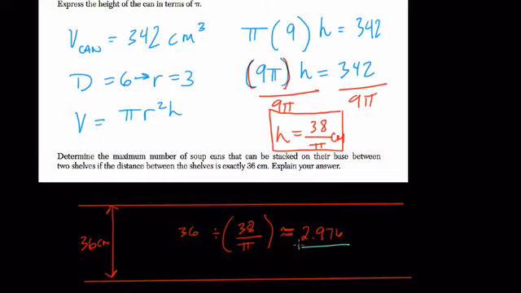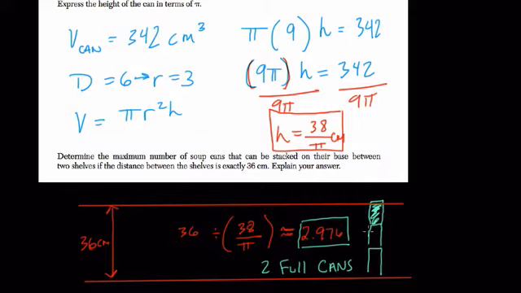So think about what this means. This means that 2 full cans will fit. And the reason we're rounding down is because this division process is saying, if you want to equal 36, you take a first can and a second can, 1, 2, and then almost an entire another can, but not a full can, to reach the top there.